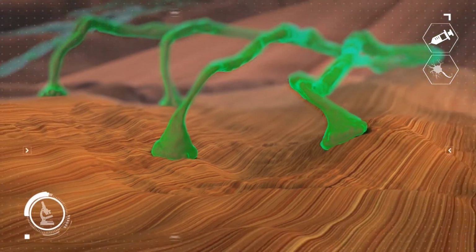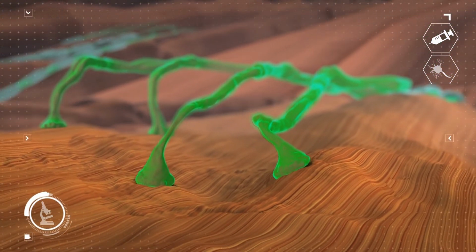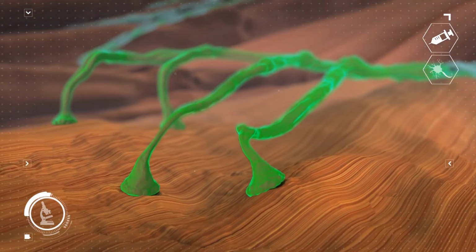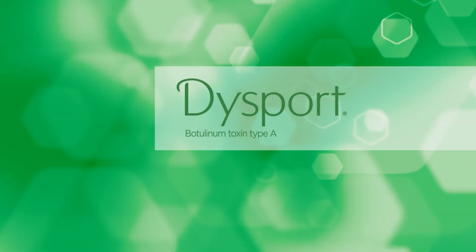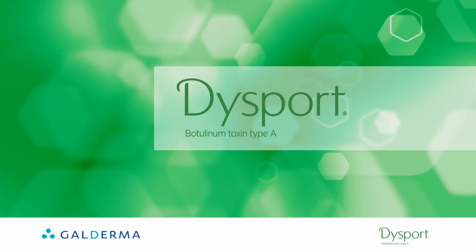Eventually, the original neuromuscular junction regains the ability to work again, and normal muscle function is restored. DYSPORT relaxes the muscles involved in the formation of dynamic wrinkles.